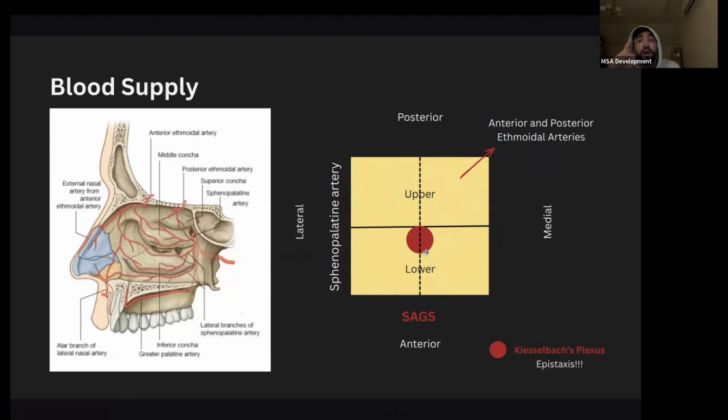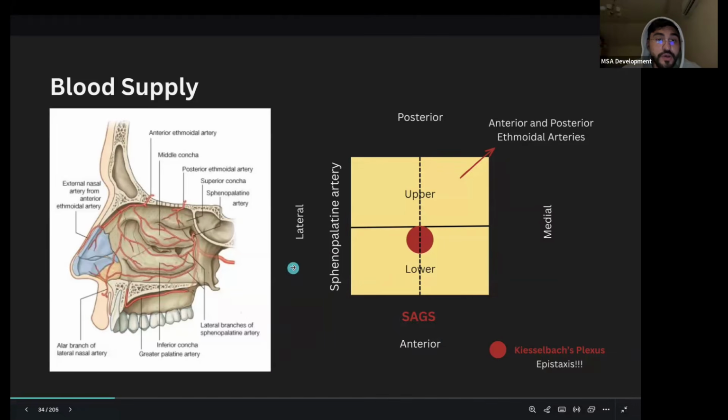Now, what are the arteries that make the Kieselbach plexus? They're called the SAGs. So you have the sphenopalatine, which is a branch of the maxillary artery. Then you have the anterior ethmoidal, which is a branch of the ophthalmic artery. Then you have the greater palatine, which is a branch of the maxillary artery. And then you have the superior labial, which is a branch of the facial artery.